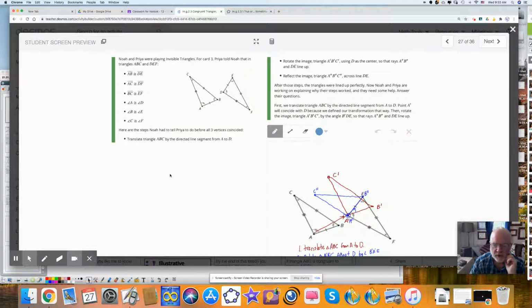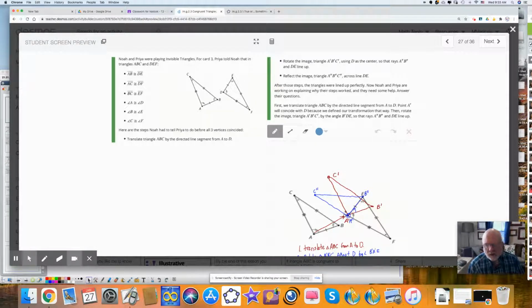First was to translate triangle ABC by directed line segment from A to D. Second was to rotate the triangle A prime B prime C prime around point D so that ray A double prime B double prime matched up with D and E. And then when you reflect this A double prime B double prime C double prime here across line DE, then the 2 would match up. After those steps, the triangles are lined up perfectly.